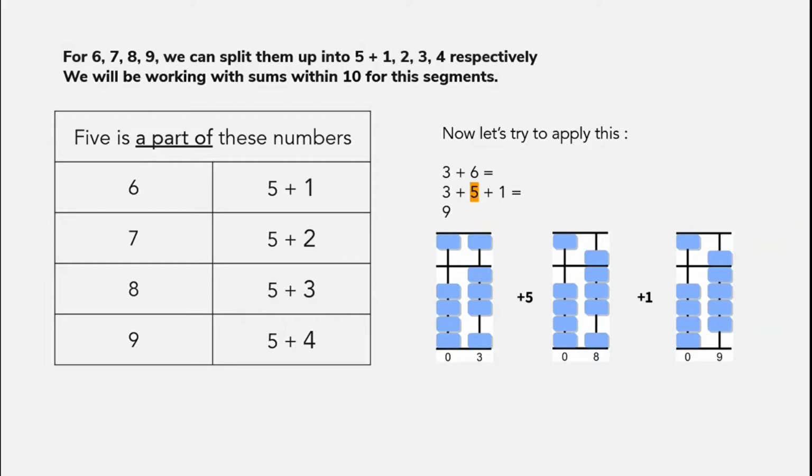Lastly, we have the sum 3 plus 6. 6 is basically 5 plus 1. 3 plus 6 is 3 plus 5 plus 1, which is 9. I move 1 5 bit and 1 1 bit because of 6.